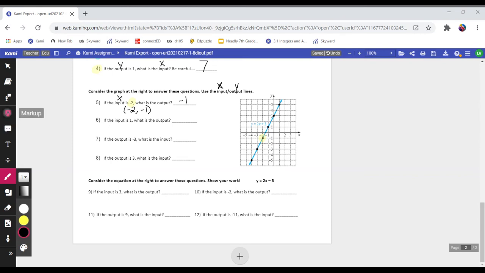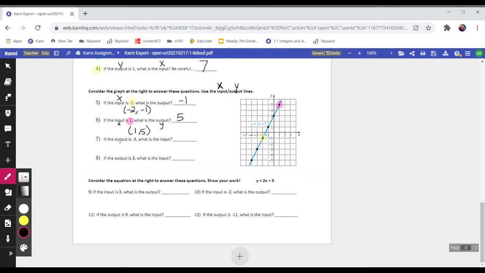So for the next problem, if the input is 1, what is the output? So as a reminder, input is X, output is Y. We know the ordered pair is going to be 1 comma something. So I'm going to the right one, I'm going up. And the reason why I'm going up is I need to find the point that hits on my blue line, which happens to be 5 for my output. So my output is 5.